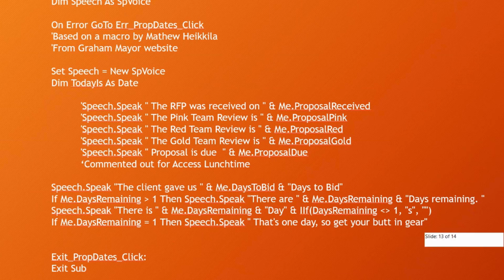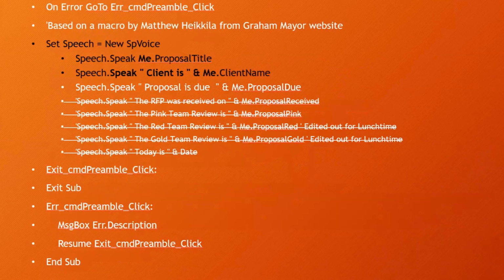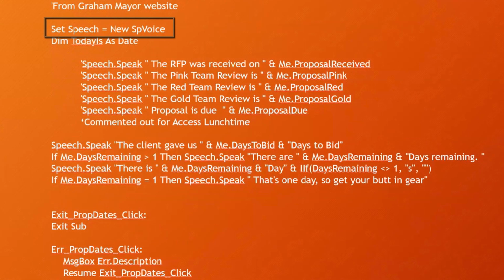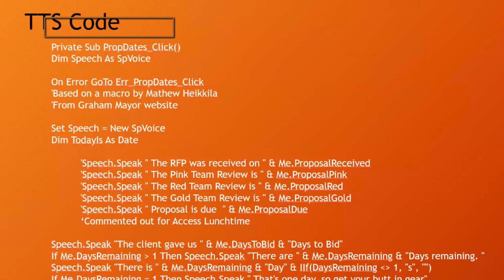See a couple of lines above, it says set speech. Oh, it was there. I'm sorry. I saw SP voice. It's still there. Set speech equals new SP voice. So that new means create an object of type SP voice.